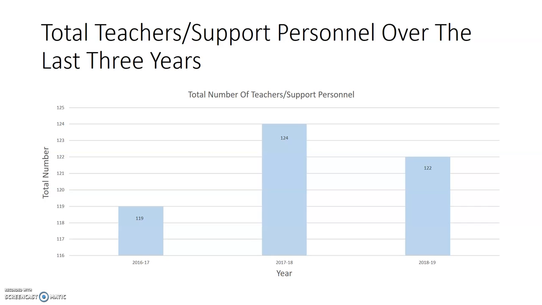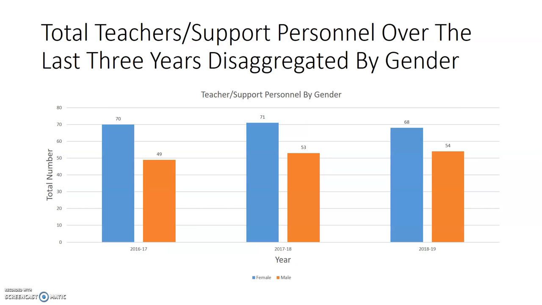So now looking at the teachers and the support personnel at Dalton High School. In 2016-2017, we had 119 teachers and support personnel. In 2017-2018, we had an increase to 124 support personnel and teachers, and then we actually had a two-person decrease to 122, and that was the year that we had the highest population.